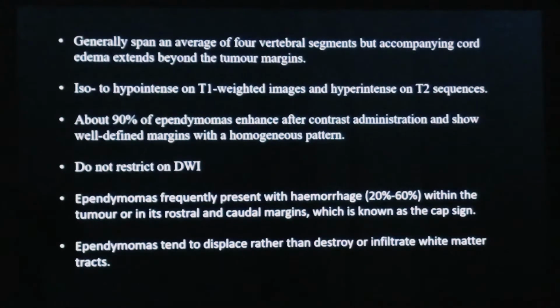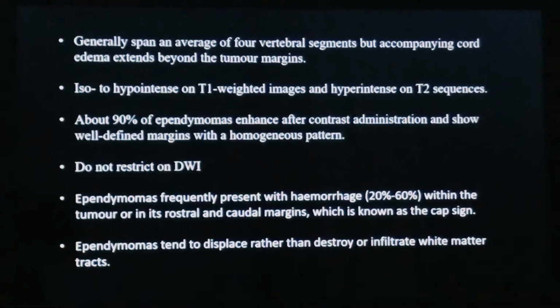The ependymoma usually involves an average of 4 vertebral segments, but cord edema can extend beyond the margins. On T1 they are usually isointense to hypointense, and on T2 sequences they are usually hyperintense. Most of the ependymomas, that is around 90%, enhance after contrast administration, and they usually show well defined margins and homogeneous enhancement. They do not show any restriction on diffusion weighted imaging.